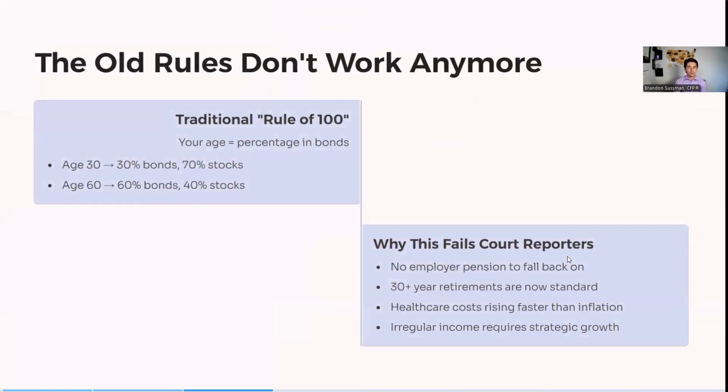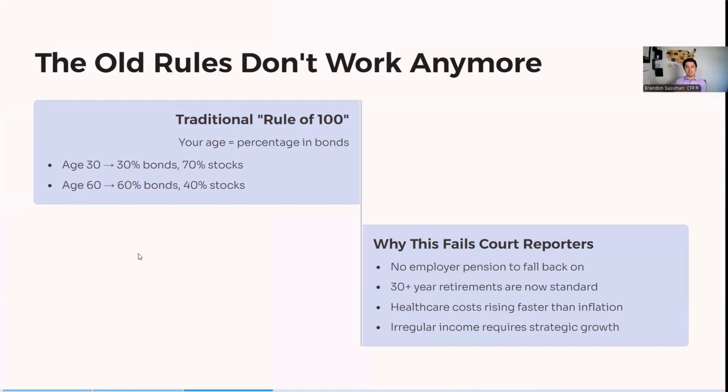So one of the old rules that you may or may not have heard in the past is actually the rule of 100. And what it is, if you are 0 years old to 100 years old, whatever age you are is how much bonds you should have in your portfolio. So as you can see here, it says a 30-year-old should have 30% of their portfolio in bonds, where a 60-year-old should have 60% in bonds. And basically the philosophy here is that as you get older, you're adding more and more bonds to your portfolio.